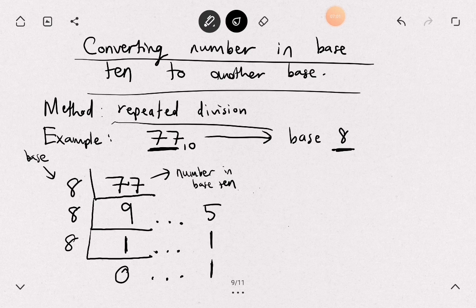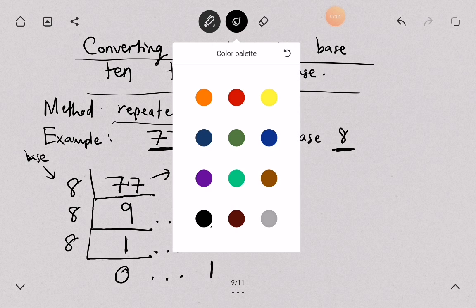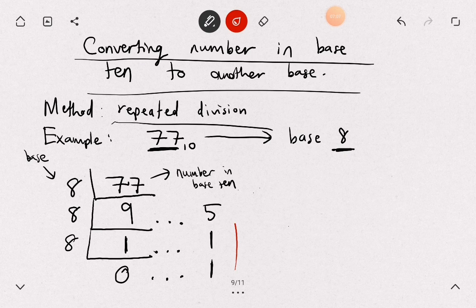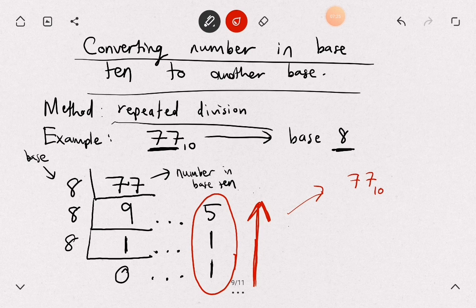So if you're wondering where your answer is, your answer is these remainders here, but you must read them in upward order. Meaning the answer is: 77 in base 10 is equal to 115 in base 8, not 511. You must read it in upward order. This upward order is very important. So you read the lowest number first.